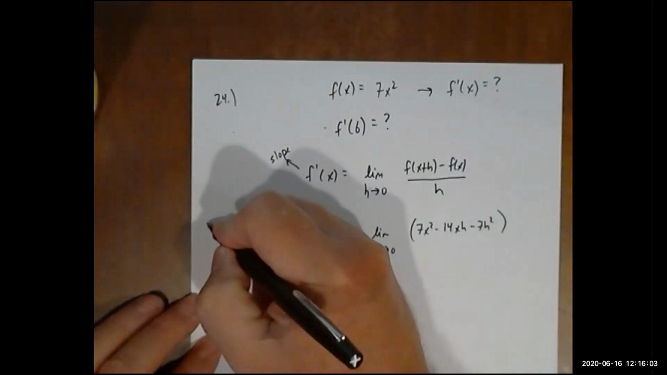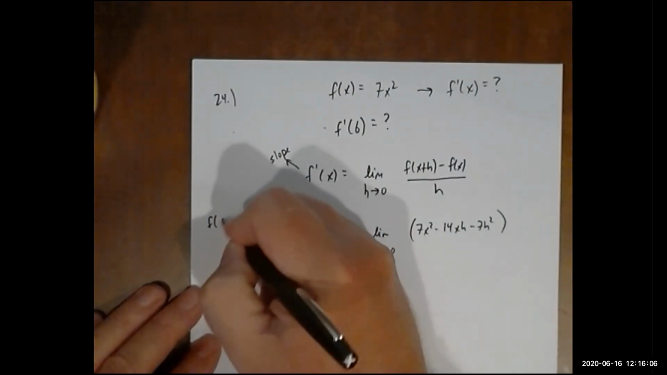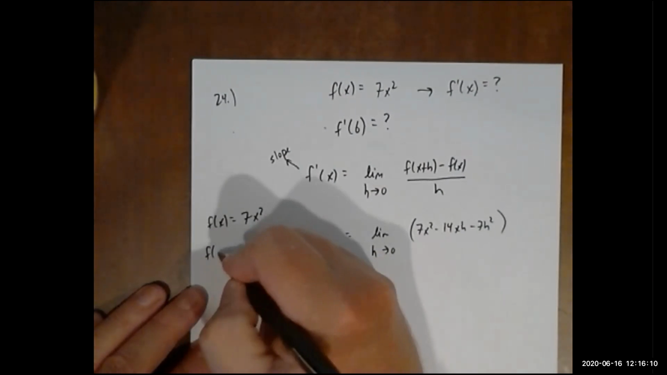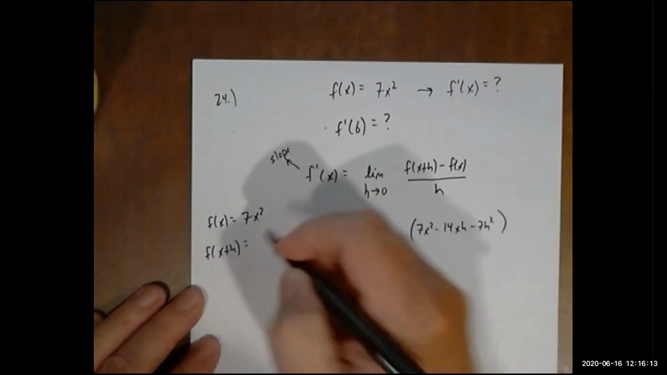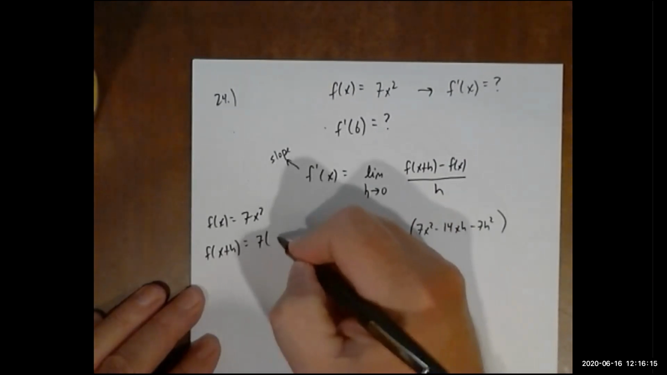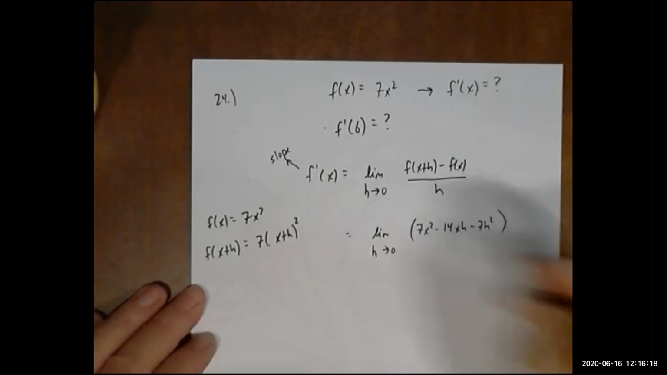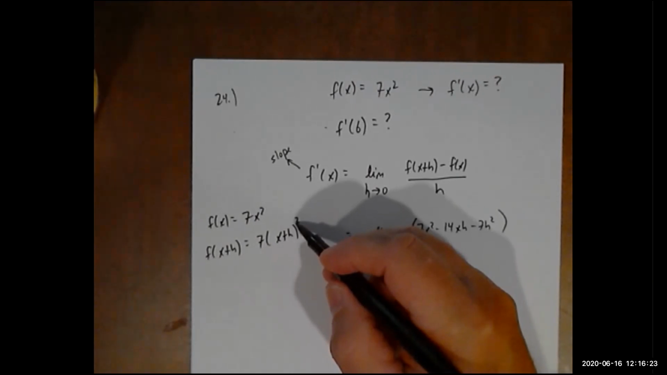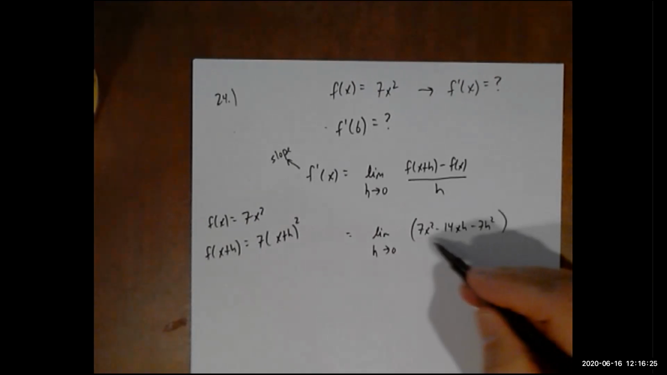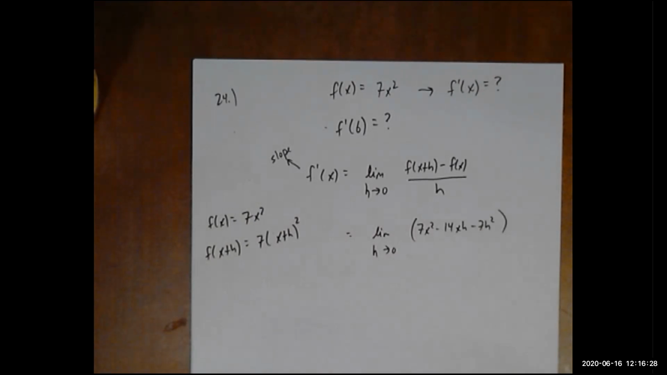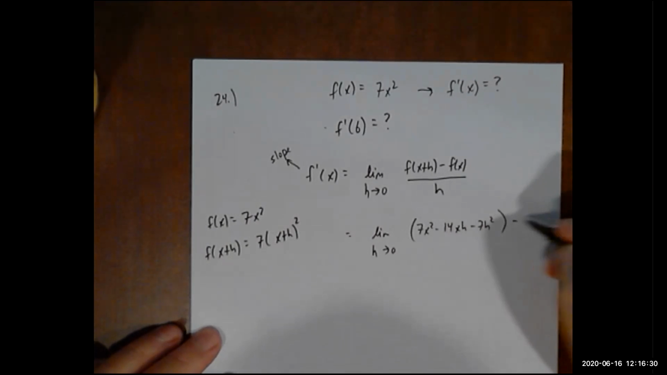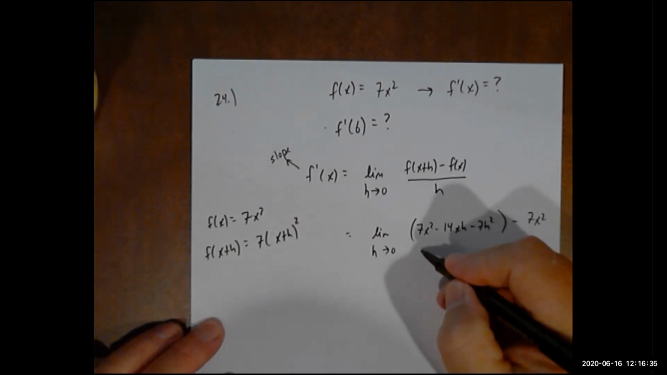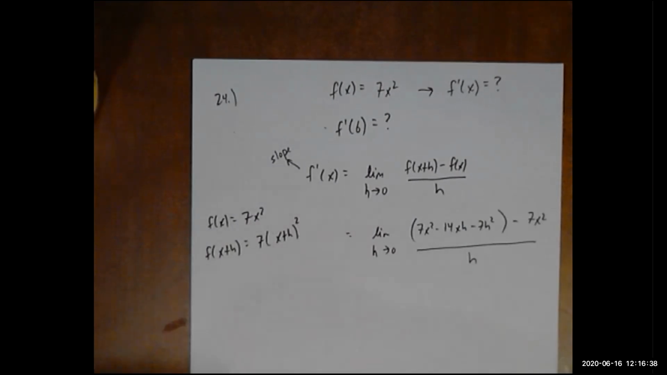well, let me just show you real quick over here. If f of x is 7x squared, f of x plus h is 7 times x plus h squared. So once again, you multiply out the x plus h squared, then you multiply it by 7, and you should get this. Then we have minus f of x, which is 7x squared, all that over h.